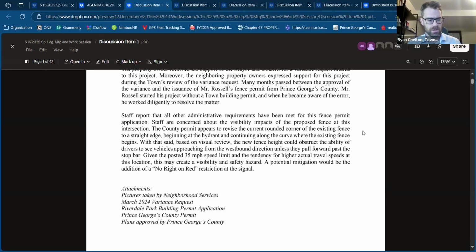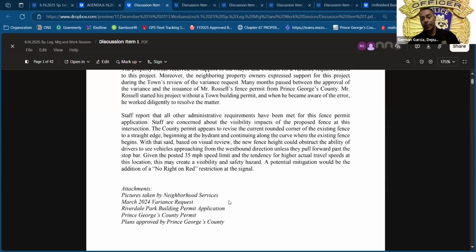Are you available to share any more comments? I am. Good evening, Mayor and Council. If I could look at some of the notes I took in reference to this. Our concerns from the police department in reference to this fence is that, one, it's going to reduce visibility. A tall fence can obstruct the line of sight for drivers approaching the intersection, which makes it difficult for them to see the oncoming traffic or pedestrians.